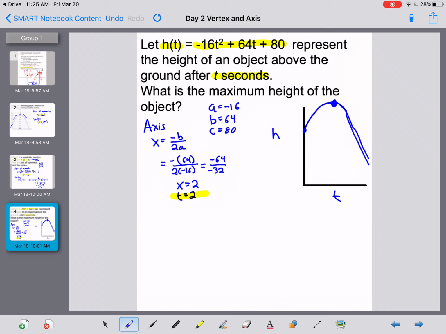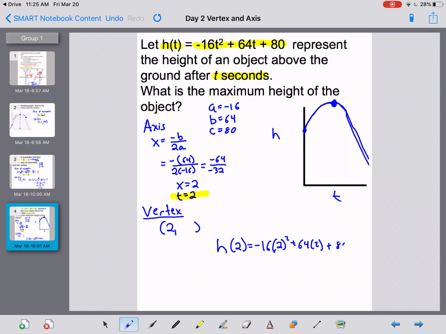But now I need to find the y value of the vertex. I know what my x value is. I know it's 2, but I need to find the y value. In order to find the y value, I'm going to find h of 2. h of 2 is negative 16 times 2 squared plus 64 times 2 plus 80.